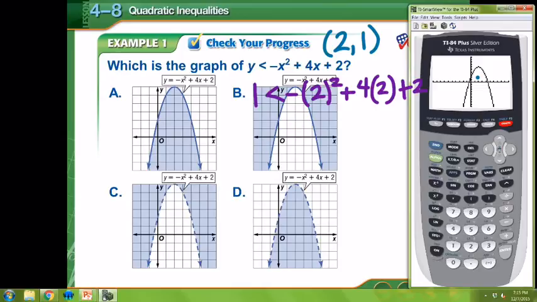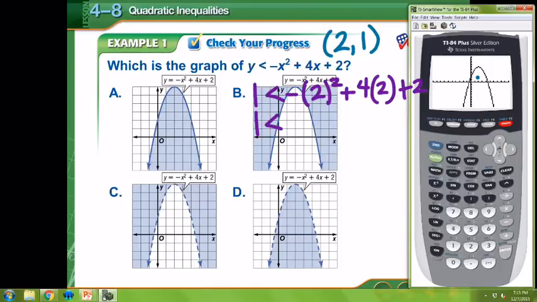Okay, so I'm trying to see if this is a true statement or a false statement. If this is true, then I will shade where that point came from, or the inside of our parabola. If it's a false statement, then I will shade on the outside of the parabola. So I want to see, is 1 less than all this stuff?